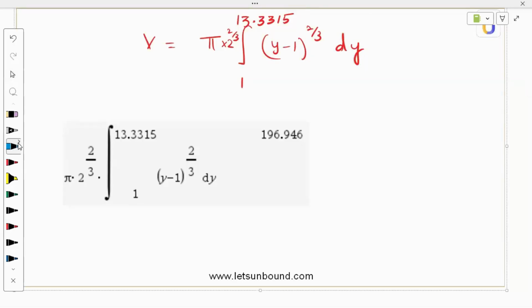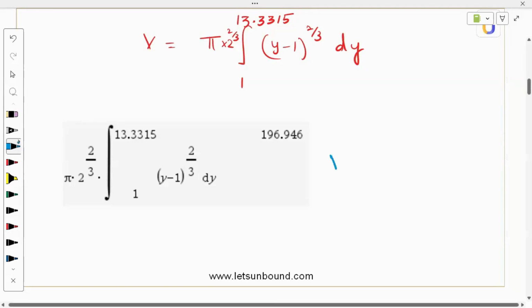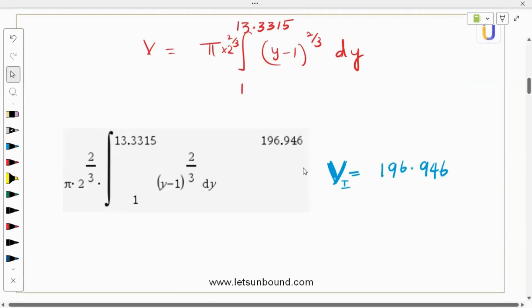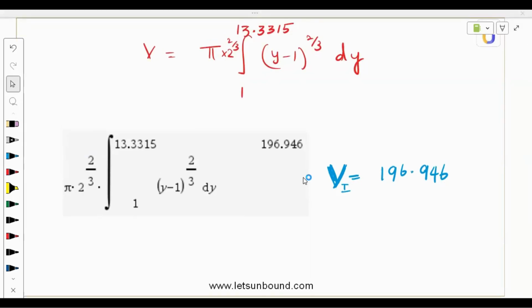So I got the volume of the liquid that can be put inside. Let it be volume, let me name it as I, and it is 196.946. Right? That's simple. Cubic units have to be mentioned over here. That's it. Now, next part is the same.